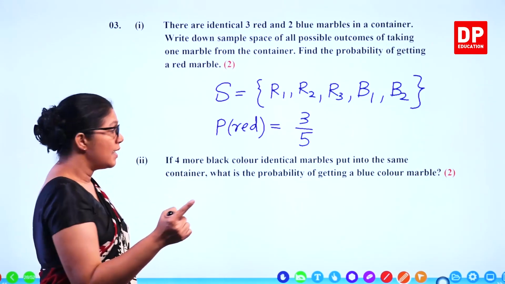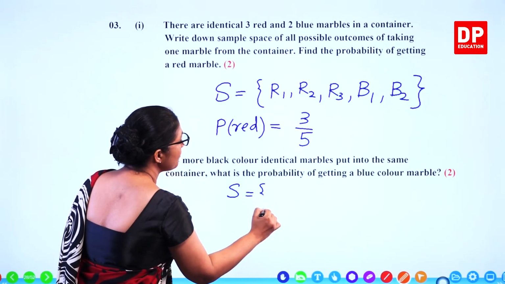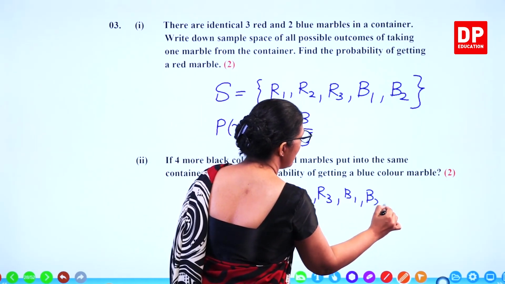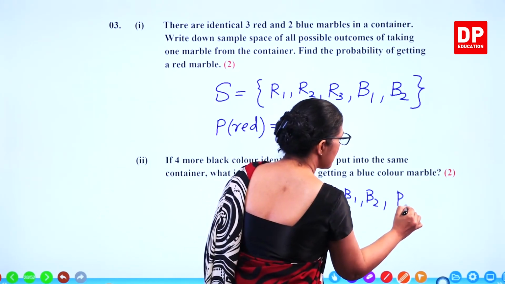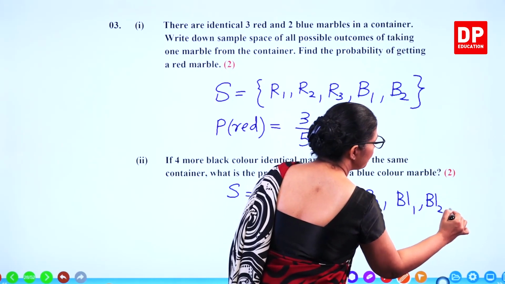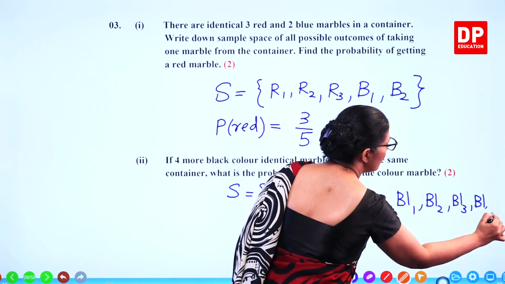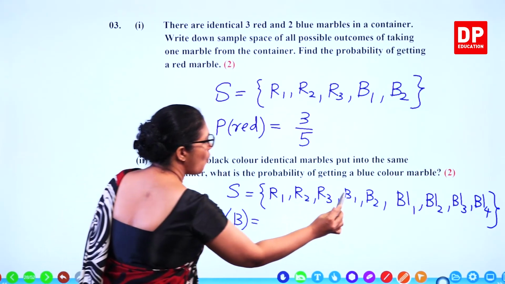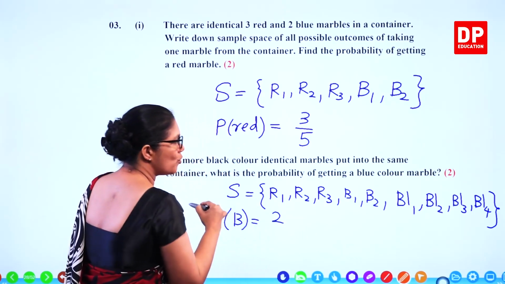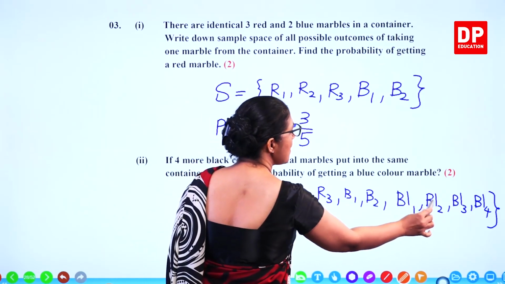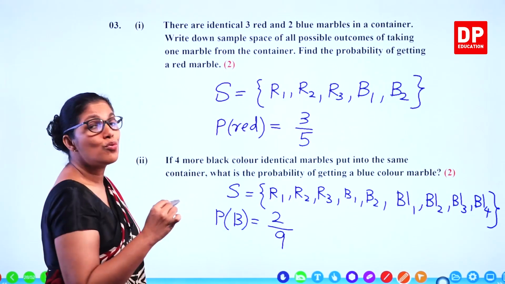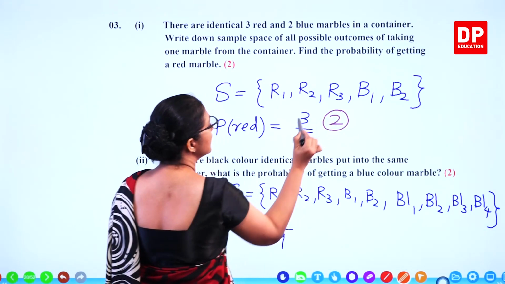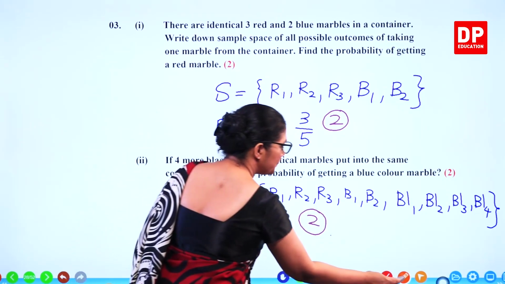If 4 more black colored identical marbles are put into the same container, what is the probability of getting a blue color marble? Now what is the sample space? You get R1, R2, R3, blue 1, blue 2. Now 4 black ones you are putting: BL1, BL2, BL3, BL4. So what's the probability of getting a blue one now? 2 blue ones out of 1, 2, 3, 4, 5, 6, 7, 8, 9. 9 there. So 2 over 9. So how many marks? 2 marks for that and 2 marks for this one as well.